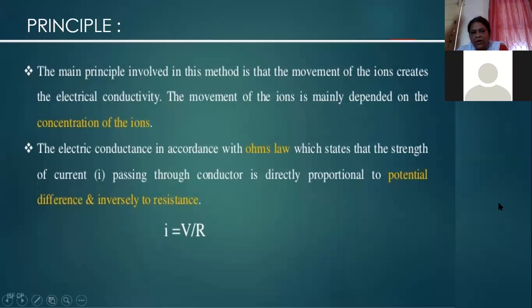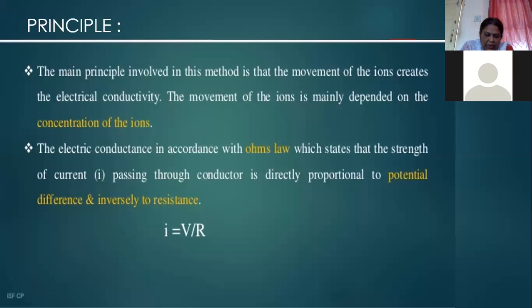So the principle on which conductometry depends is, in this method, the movement of the ions creates the electrical conductivity. The movement of the ions is mainly dependent on the concentration of the ions. The electric conductance is in accordance with Ohm's law, which states that the strength of the current passing through the conductor is directly proportional to potential difference and inversely proportional to resistance. All of you know that I is equal to V by R.